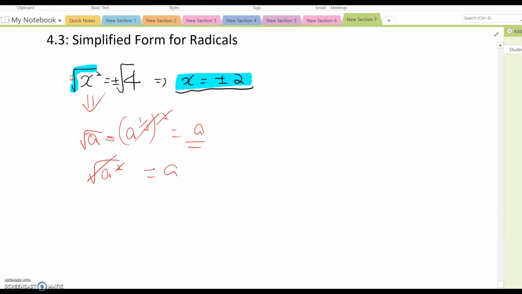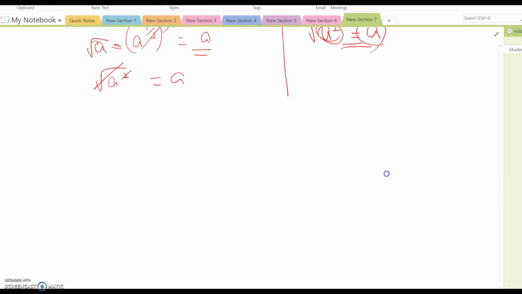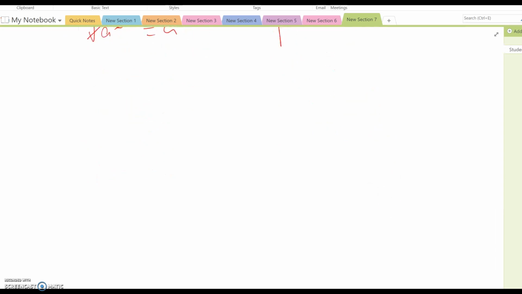So based on this, the key point is square root of a squared is a, which means anything that becomes a pair comes out as a single a. That is the key point. So based on that, let's practice a few problems.